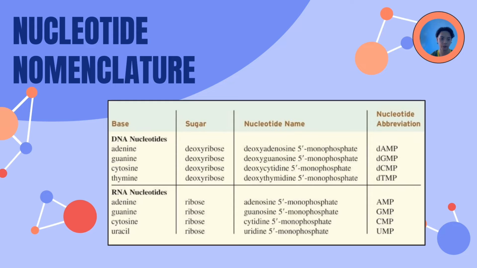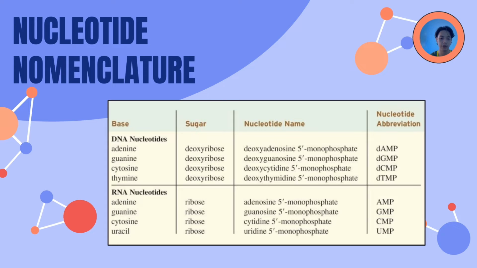Next is nucleotide nomenclature. There are 4 possible RNA nucleotides differing in the base present: A, C, G, or U, and 4 possible DNA nucleotides differing in the base present: A, C, G, or T. The common names and abbreviations for the 8 nucleotides of DNA and RNA molecules are below. It is important to be familiar with them.